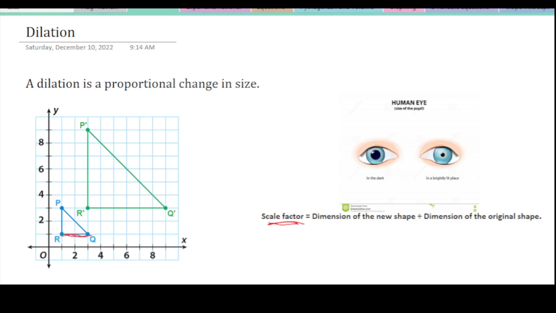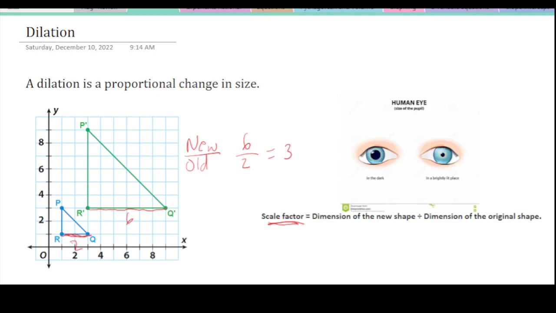So this shape is 2 long, and this one is 1, 2, 3, 4, 5, 6 long. And the way we find the scale factor is new divided by old. So we would do 6 divided by 2, and we get a scale factor of 3. The other way to do this is to use the point itself.